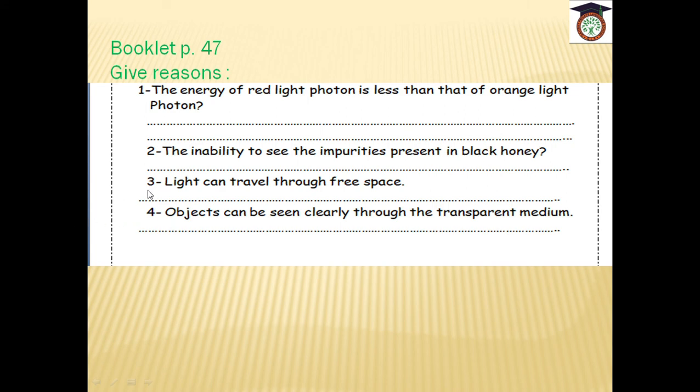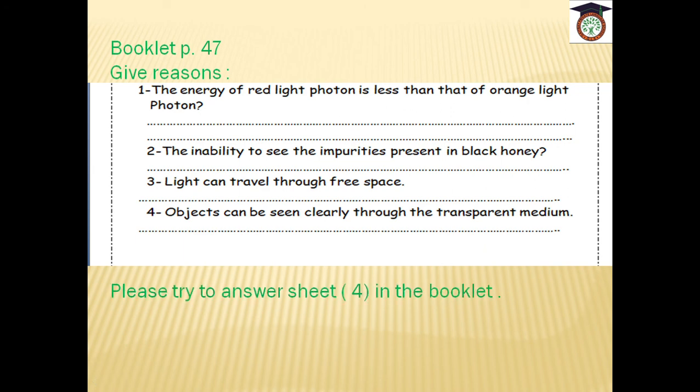Number three, light can travel through free space. We discussed this question before in unit one. We say because light is an electromagnetic wave which doesn't need any medium to travel through. Number four, an object can be seen clearly through a transparent medium. Why? Because the transparent medium can pass most of the light through it.